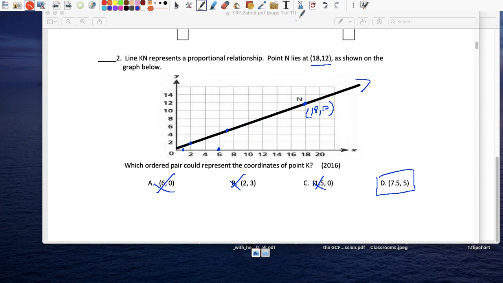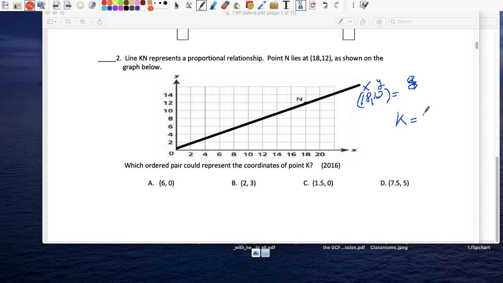Another way of doing this is finding the constant of proportionality. If you look at 18 and 12, this is x and y. The constant of proportionality is represented by the letter k, and you do y over x. If you divide y over x, you get 12 over 18, or 2/3. So which of these will also get 2/3 if you write it in this manner?